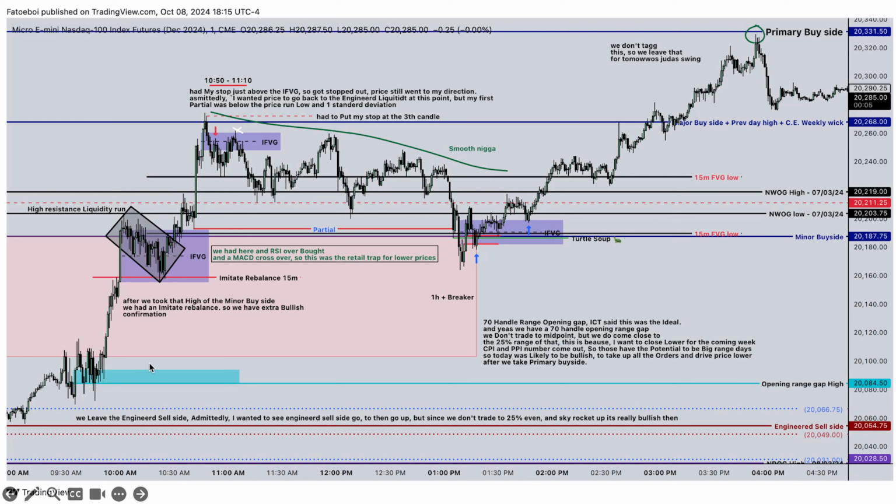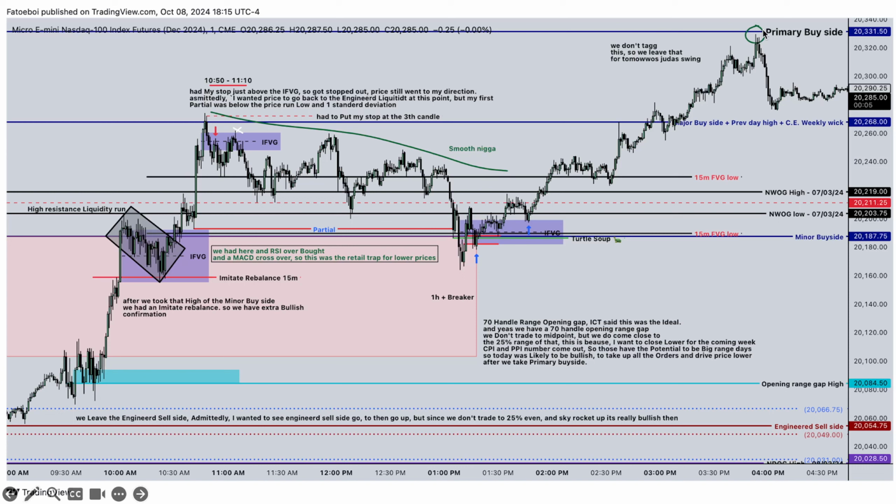Then we have the AM session. We have the first percent fair value gap. Draw up, consolidate, liquidity run in here. Immediately rebalance. We draw up, lower, lower, lower, smooth highs, and then we inverse this to try to trade up to the primary buy side liquidity.